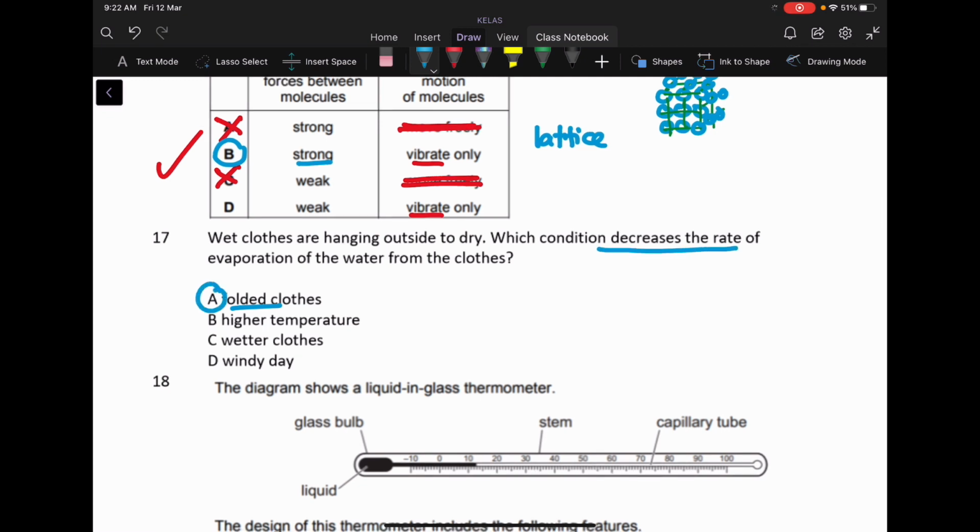Let's just check B, higher temperature. The higher temperature will cause a higher rate of evaporation. Wetter clothes, this is not related to the factors. Windy day will increase. So A is the answer.